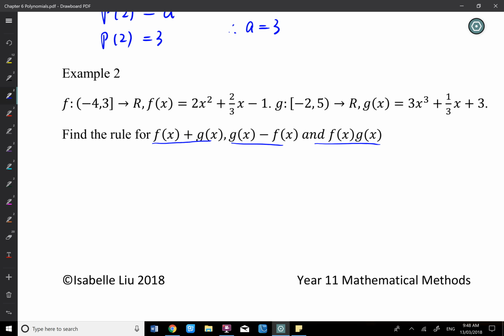Domain for f is negative 4 to 3. Domain of g is negative 2 inclusive to 5 exclusive. What's the domain if you add the two functions? What is it? Well, you can just tell me what to do, or you can tell me the answer. Domain? Anyone? What's the domain? Think.